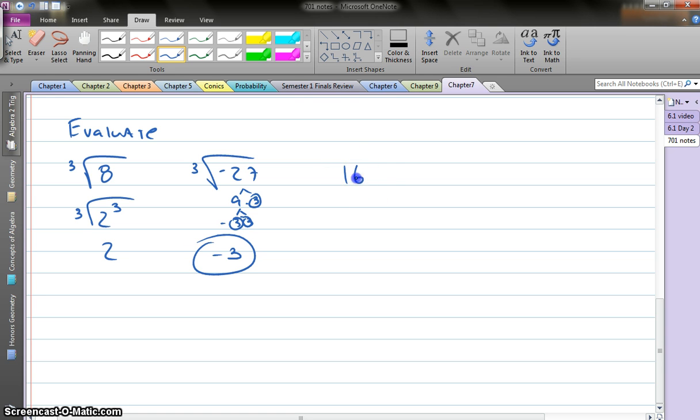Now, what if I go 16 to the 1/4 power? Well, it's the 4th root of 16. Again, now we need groups of four, right? So if you went 4 and 4, 2 and 2, 2 and 2, 1, 2, 3, 4 twos, give me 2. So just like the factor trees in Algebra 1, but now we're not always finding pairs.